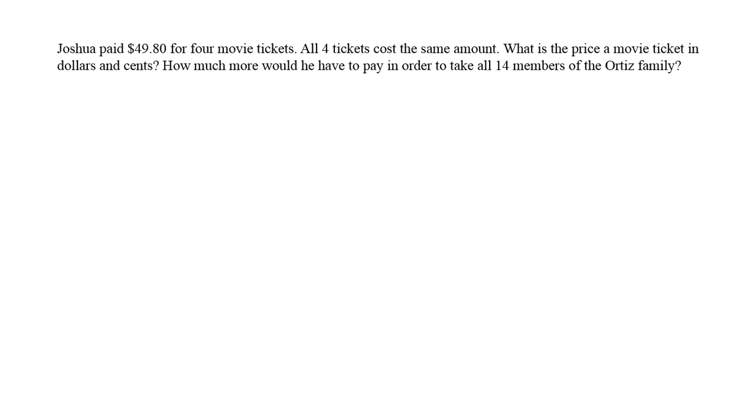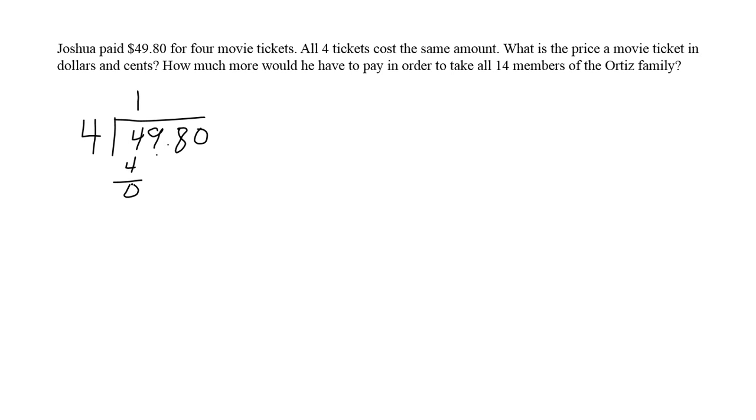Okay, so we know how much he paid for 4 of them. He paid $49.80. If he paid that much for 4, we can divide $49.80 by 4 in order to find out the price of 1 movie ticket. And that will answer our first question. Okay, so we've got $49.80 divided by 4. 4 will go into this first 4 one time.